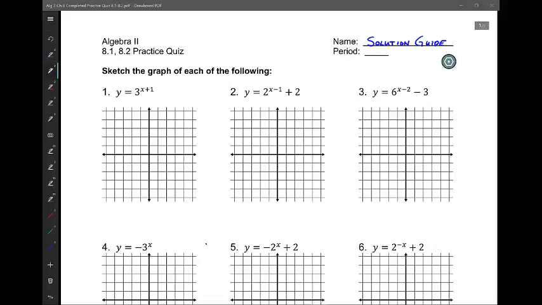This is going to be the solution guide for the practice quiz. We're just going to walk through these very quickly to help you understand better how to prepare for our quiz coming up on Monday. Our first one is an example of growth.